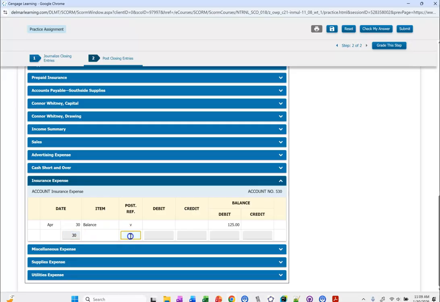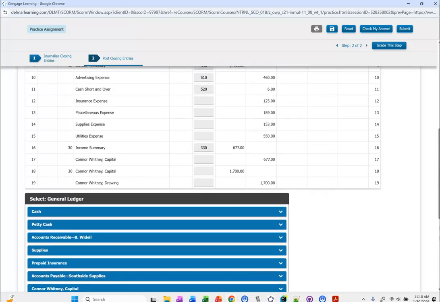Dates the end of the month. Page is 8. I have a debit of 125 in there, meaning I need a credit of 125 to zero it out. And that's account 530.